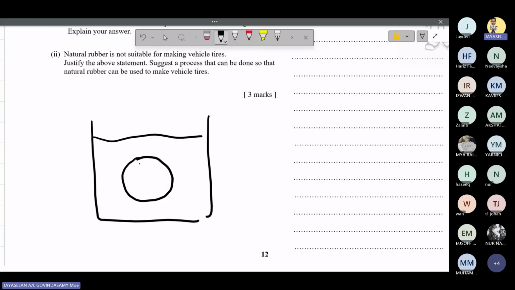Latex is covered by what? A layer of protein membrane. This is protein membrane, and the surface of the protein membrane is covered by protein membrane. Inside here kita ada rubber polymer, and the surface of the protein membrane is negatively charged.